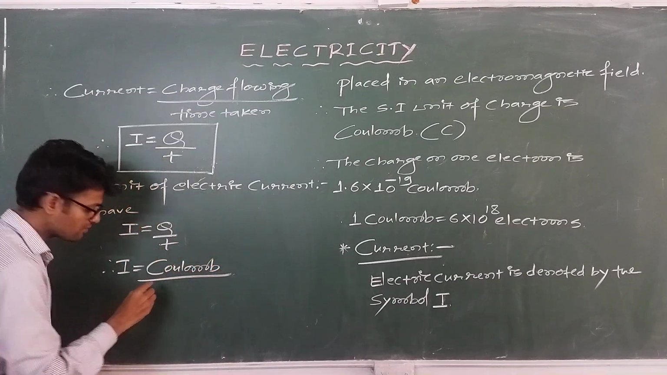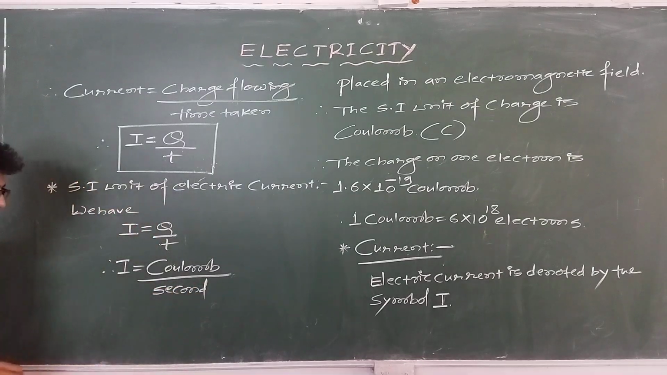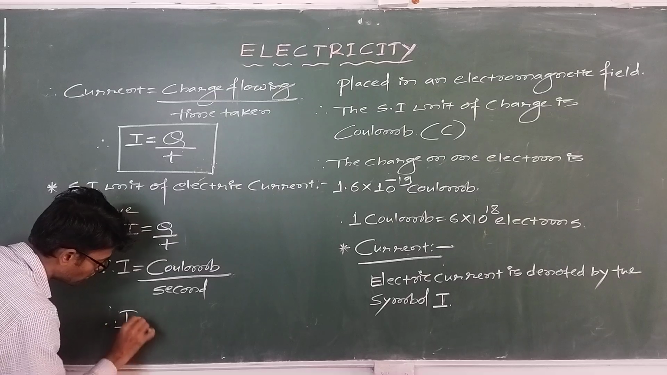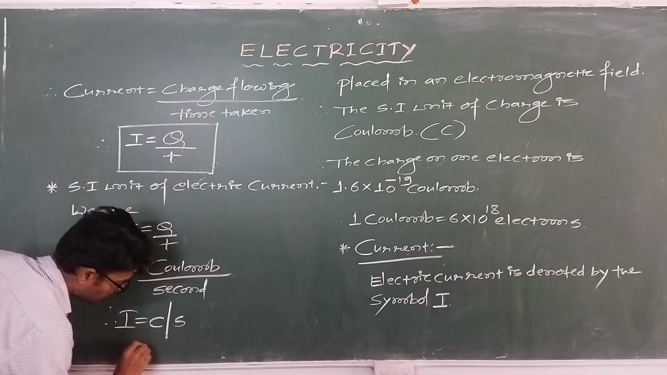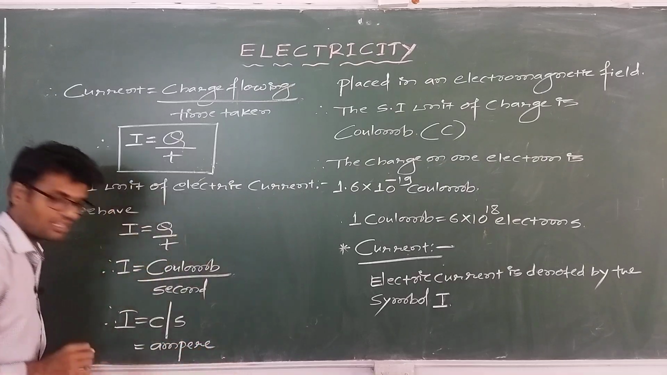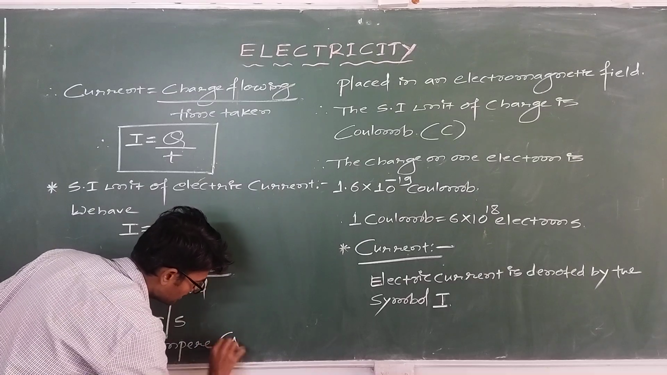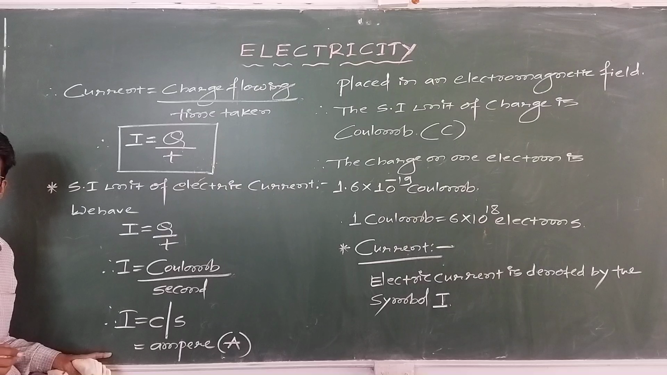Divided by time, which is measured in seconds. So therefore, I will write I is equal to coulomb per second. Coulomb per second is nothing but ampere. I will write this as a capital A. So this is the symbol used to measure the electric current.